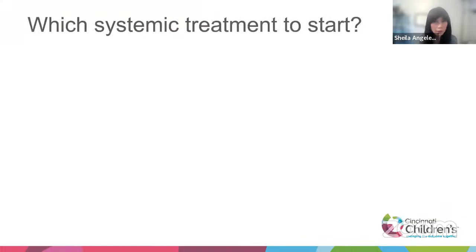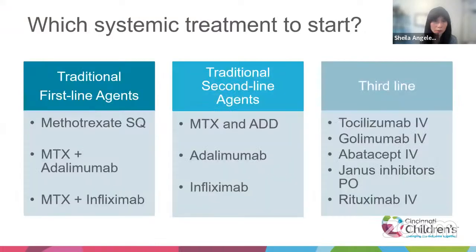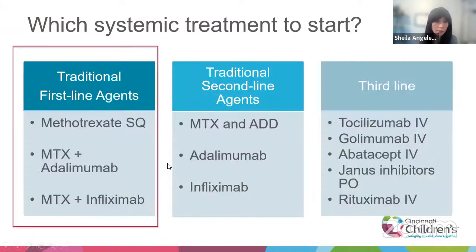And the next question after you decide to start is, which systemic treatment do you actually decide to initiate? We have our traditional first-line agents, and methotrexate is our typical first-line agent, especially in children who have uncomplicated or non-severe uveitis at initial presentation. Although methotrexate can be given both as oral or subcutaneous injections, I tend to prefer subcutaneous injections primarily because of the bioavailability and the decrease of the gastrointestinal side effects like nausea and vomiting.